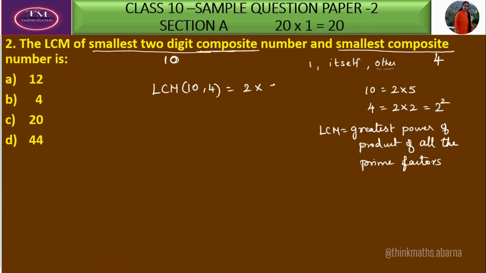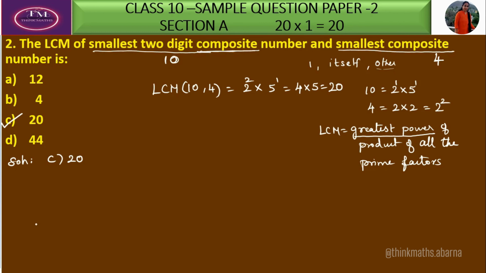So the product of the prime factors with the greatest powers. So 2 has power 1 here and this 2 has power 2. Which is greatest? 2. So 2 power 2, 5 power 1. We only have one 5 here. So 5 power 1. So 2 to the power 2 is 4, into 5, which is 20. So option C is the right choice. The solution is C, 20 is the correct answer.